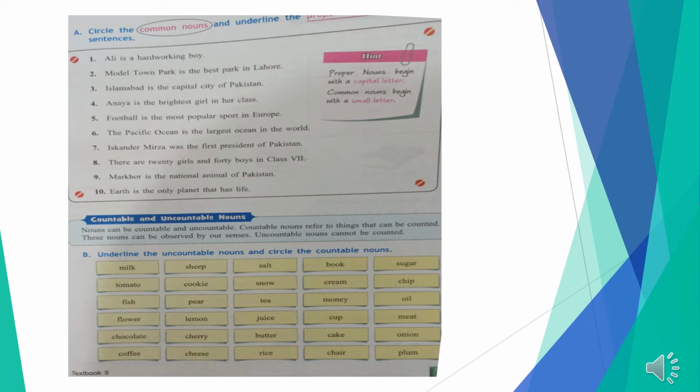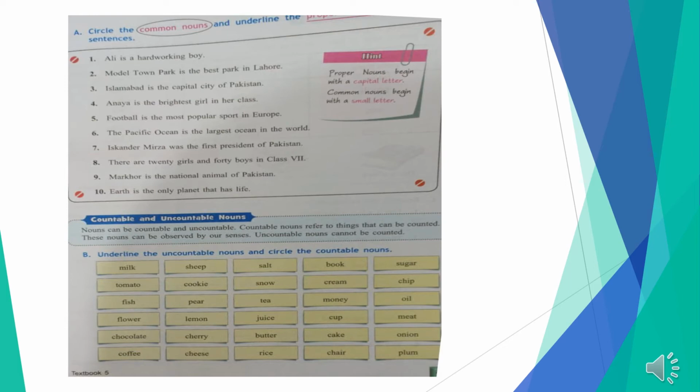In the next exercise we are having: circle the common noun and underline the proper noun in the sentences. We are having a hint that proper noun begins with capital letters and common noun begins with small letters. In part 1, Ali is a hard-working boy. You have to underline Ali and circle boy. Model Town Park is the best park in Lahore. You have to underline Model Town and Lahore and circle best park or just park.